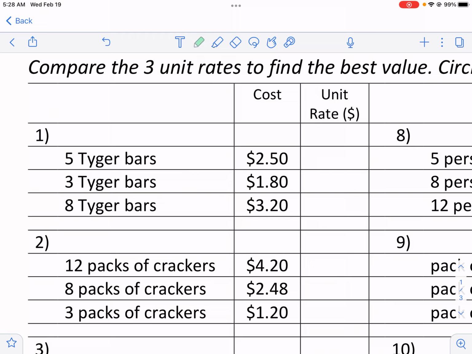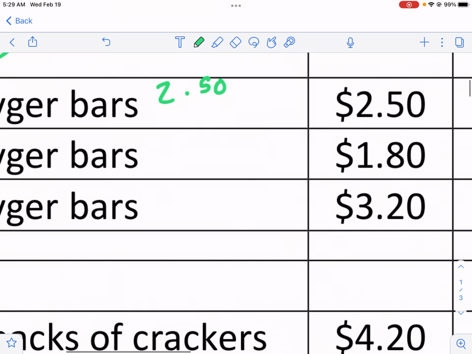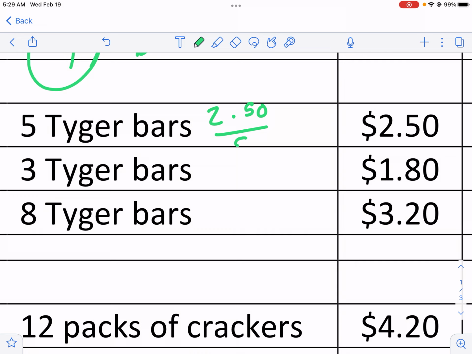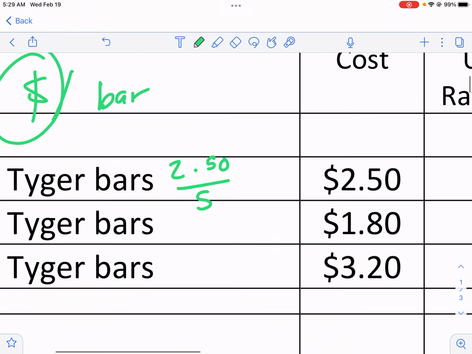How does that work? For example, if we're trying to find the cost per bar for number 1, we need to take the cost on top. In this case, for the first problem, it'd be $2.50, and we're simply going to divide by 5. That's all we have to do. The cost is the top part, and the bar is in the denominator, which is how many bars there are. That will give us the cost per bar once we simplify it.